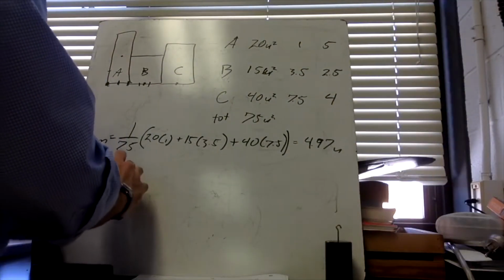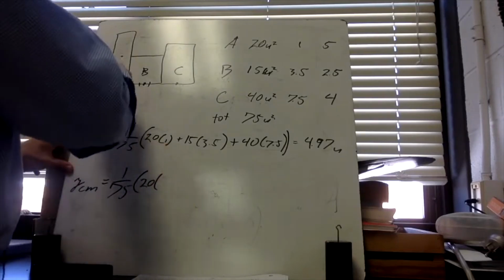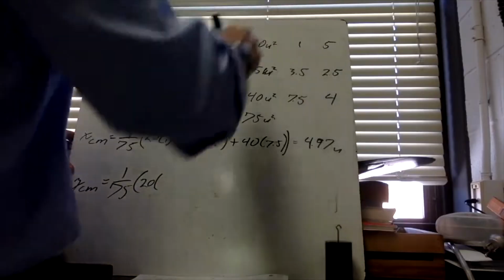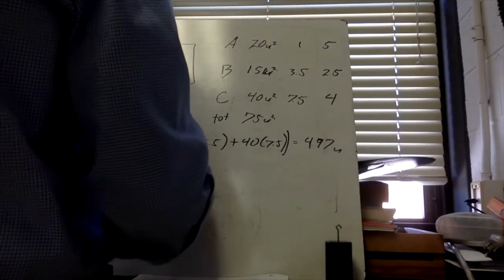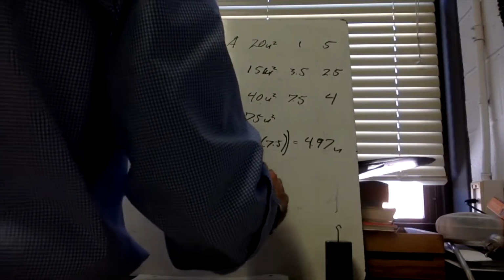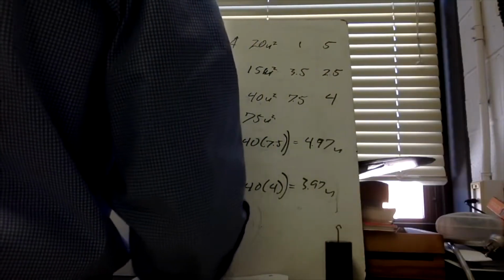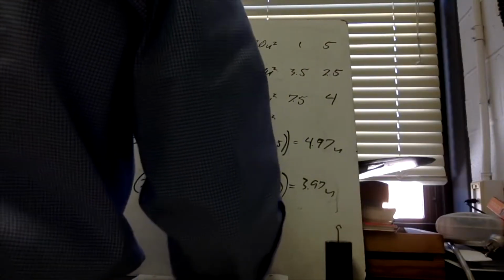The y center of mass, again 1 over 75. The y-coordinate of part A is 5, so 20 times 5, plus 15 times 2.5, plus 40 times 4. This comes out to 3.97. So the center of mass is 4.97, 3.97.